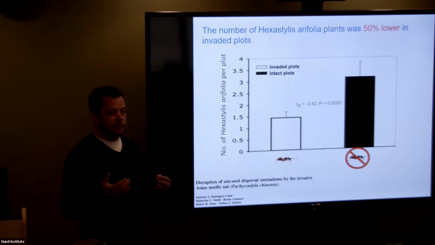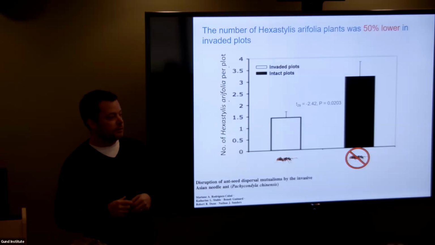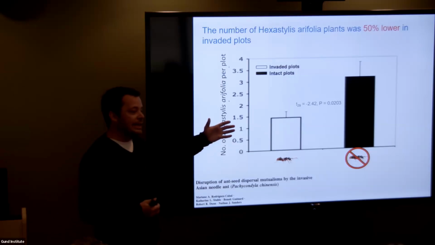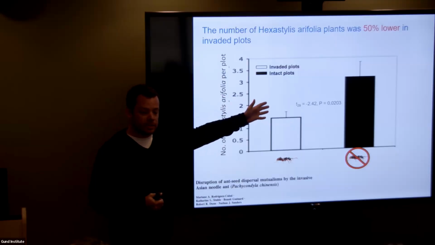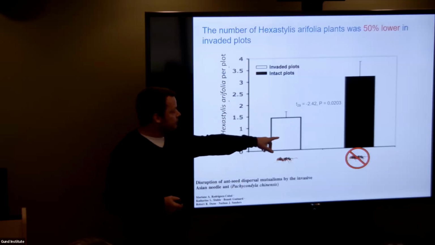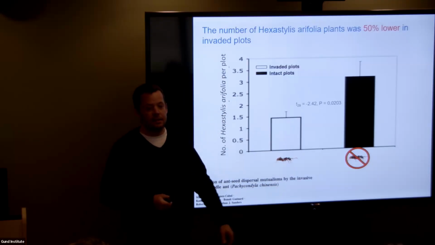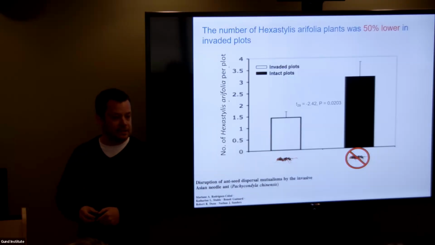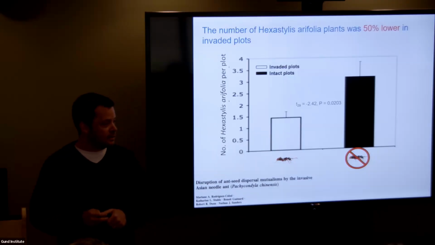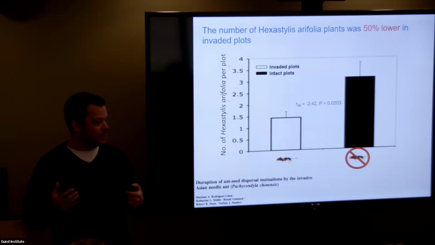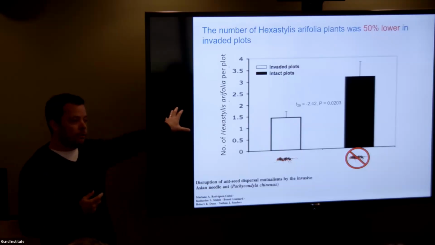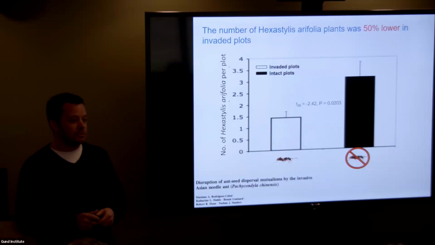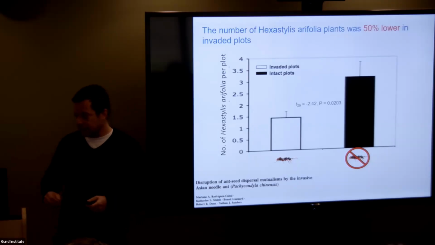And also, because you reduce the number of seeds dispersed, you have these indirect negative impacts on the population of the plants. We found 50% fewer plants in invaded sites than in intact sites. So we see these indirect effects on plant populations just by disrupting the interaction with the native ant.